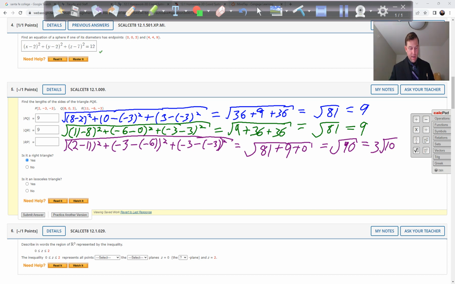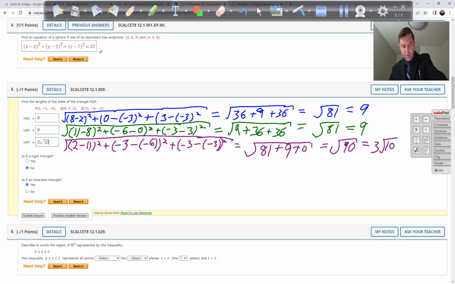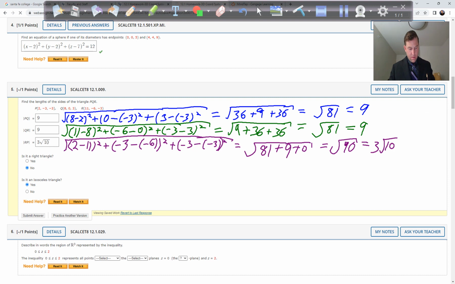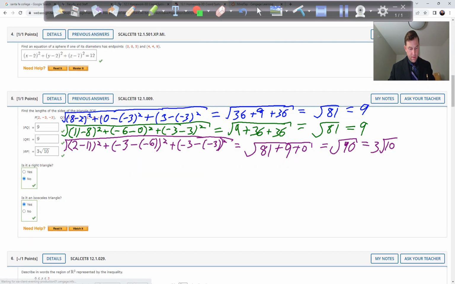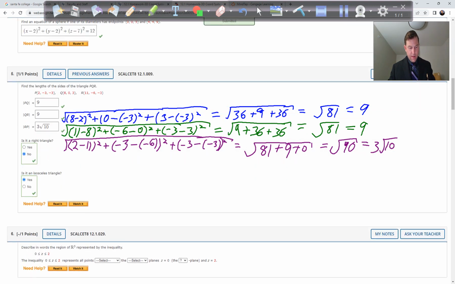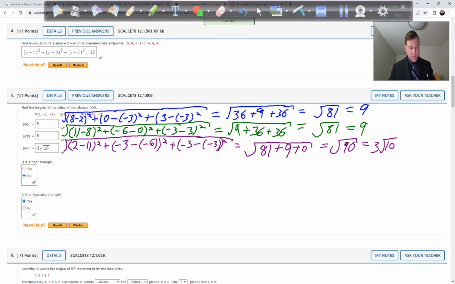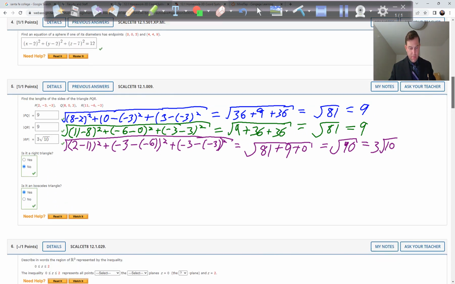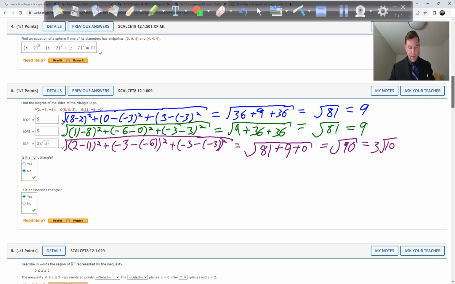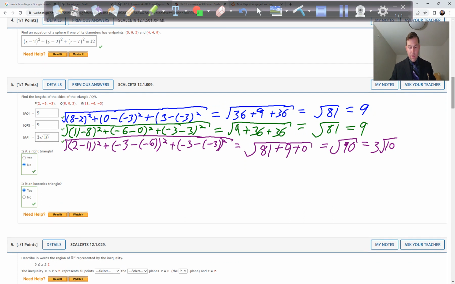So this is not a right triangle, but it is an isosceles triangle because 2 of the sides are the same. I bet you they're going to want you to write this as 3 root 10 also. Maybe not. Let's see. Okay, so close. We kind of jumped the gun and thought, oh, 9, 9, and then the last one must be 9, but no. You got to do the math there and see that it is not a right triangle, but it is an isosceles triangle.